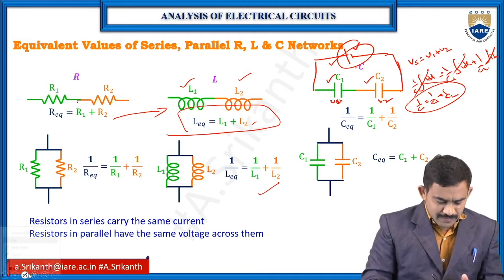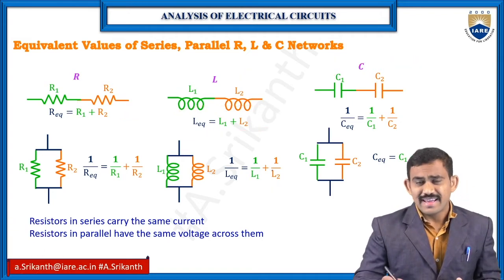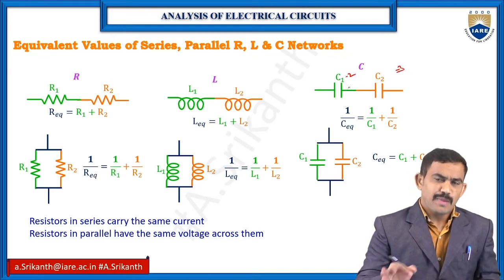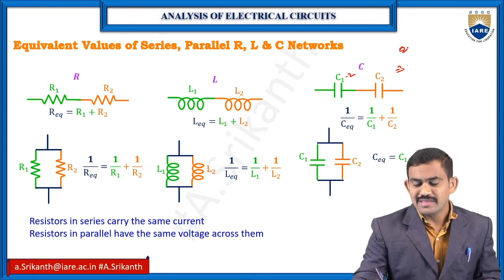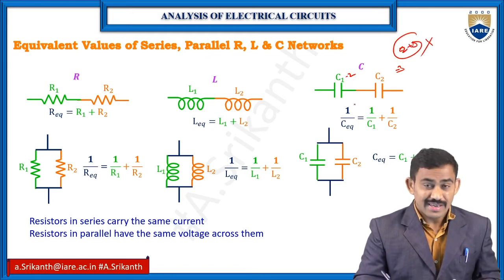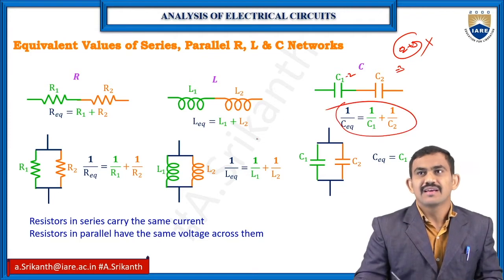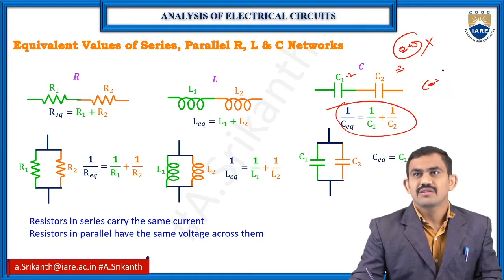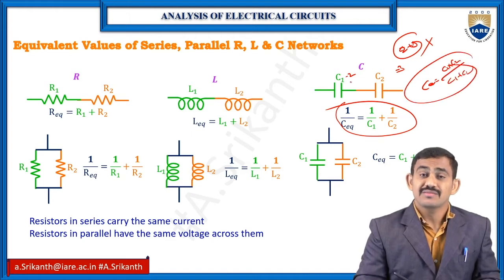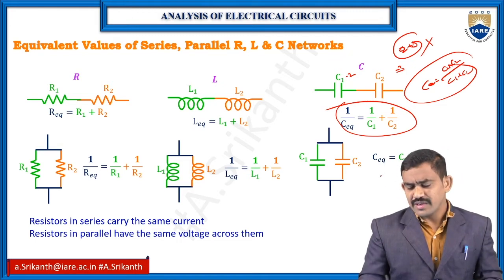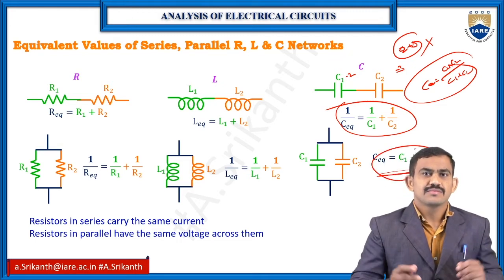Again, it's simple, but think when you are writing the formula. In exams, suppose 2 capacitor values, here 2 and here 3, most people write 2 plus 3. That is wrong. When capacitors are in series, the formula is 1 by C equivalent, or C equivalent equal to C1 into C2 by C1 plus C2. This is the formula when two capacitors are in series.